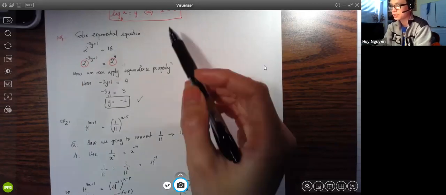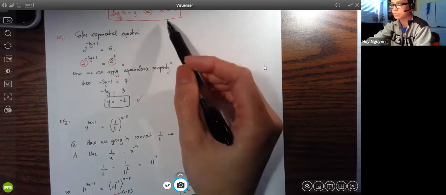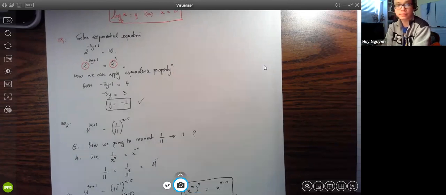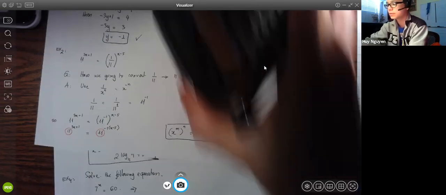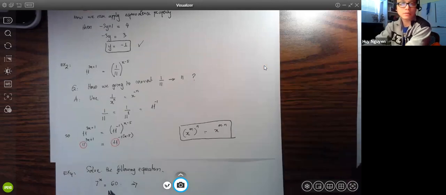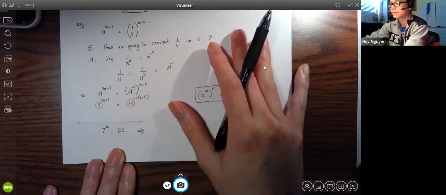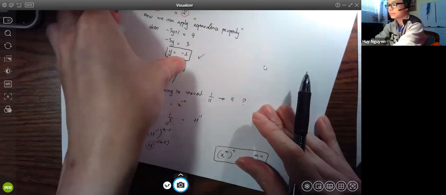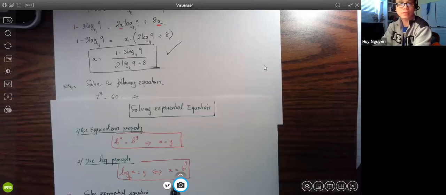Just imagine that this is your right hand side of the log principle. Then I can rewrite the equation. So this is the log principle right here. I don't know if you guys can see it.